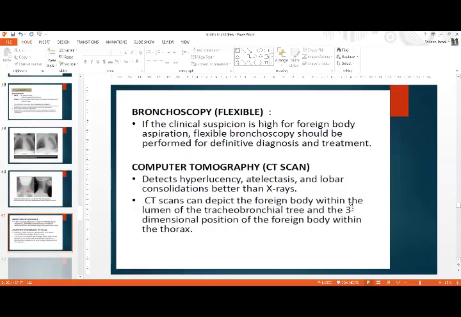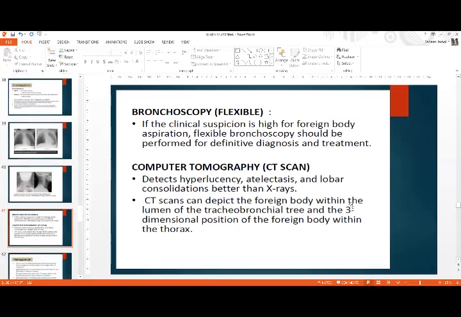Then you have flexible bronchoscopy. If the clinical suspicion is high for foreign body aspiration, flexible bronchoscopy should be performed for definitive diagnosis and treatment. Then you have CT scan that will detect segmental atelectasis along with consolidation, and also detect the foreign body within the tracheobronchial tree, and the three-dimensional position of the foreign body within the thorax can be appreciated.